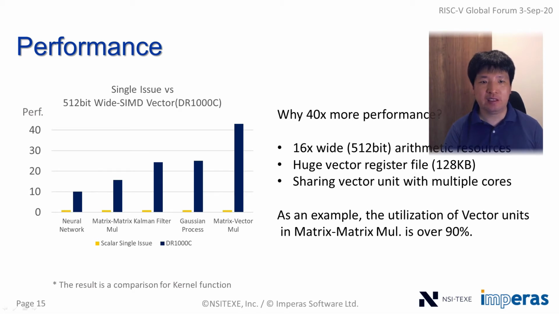For the efficiencies, as an example, the vector unit can achieve over 90% utilization when executing the matrix-matrix multiplication functions, called SGEMM. We can observe high efficiency in the DFP architecture.